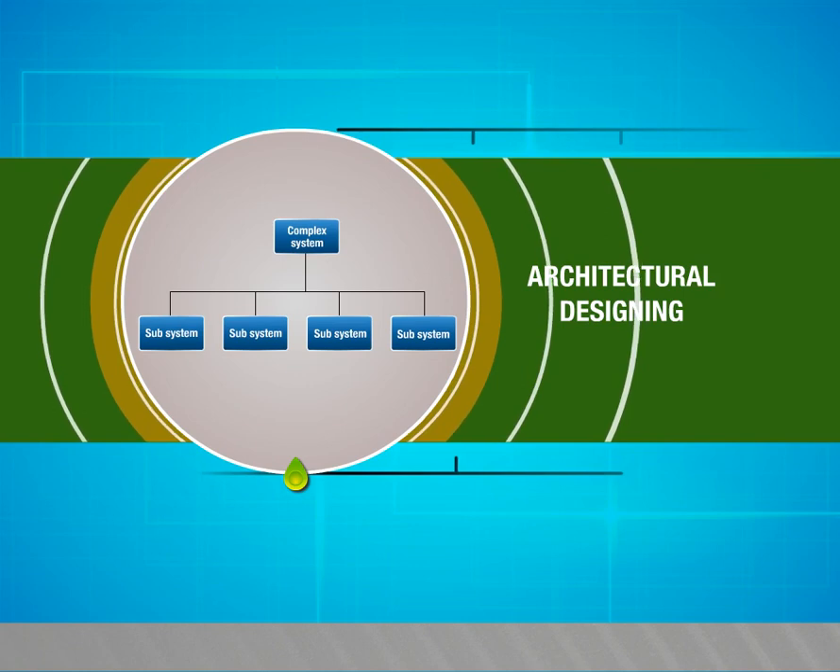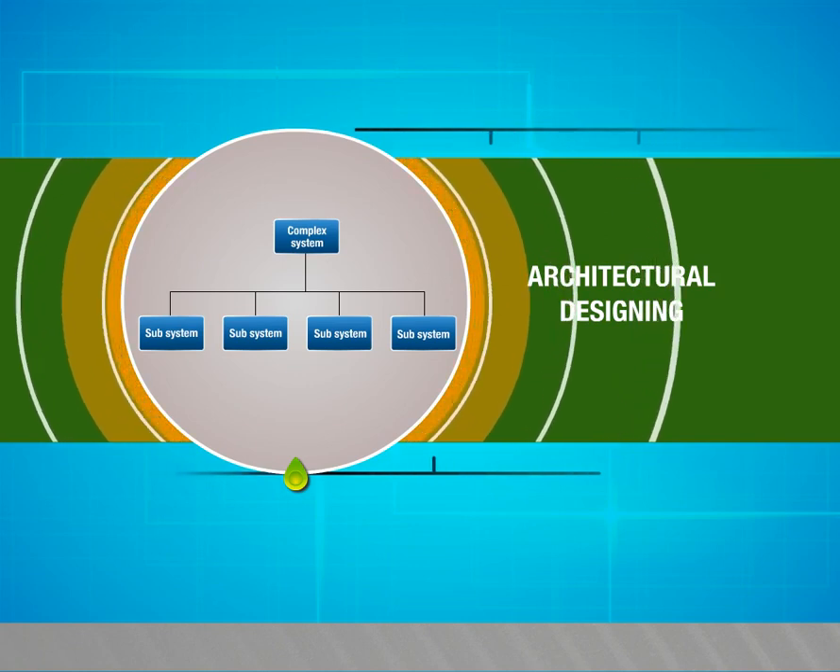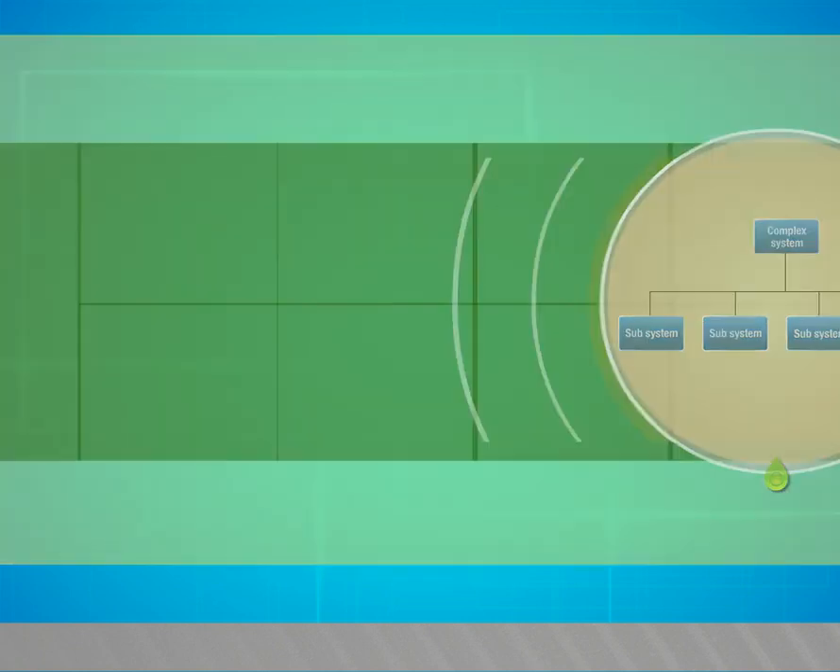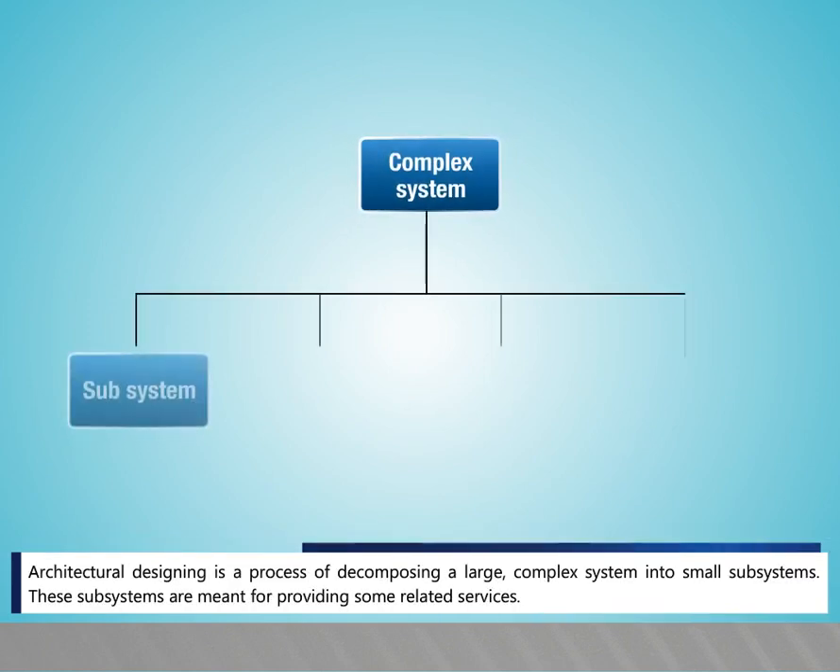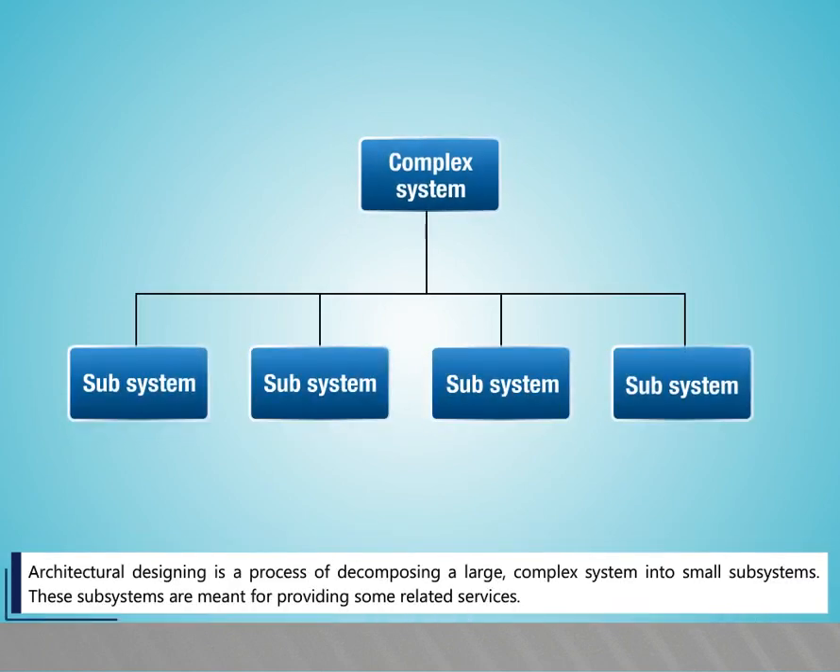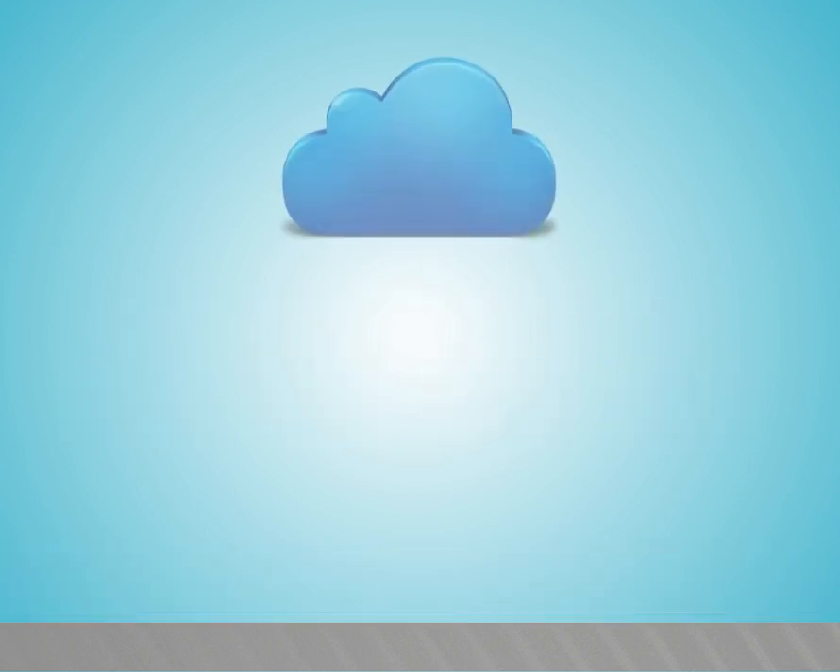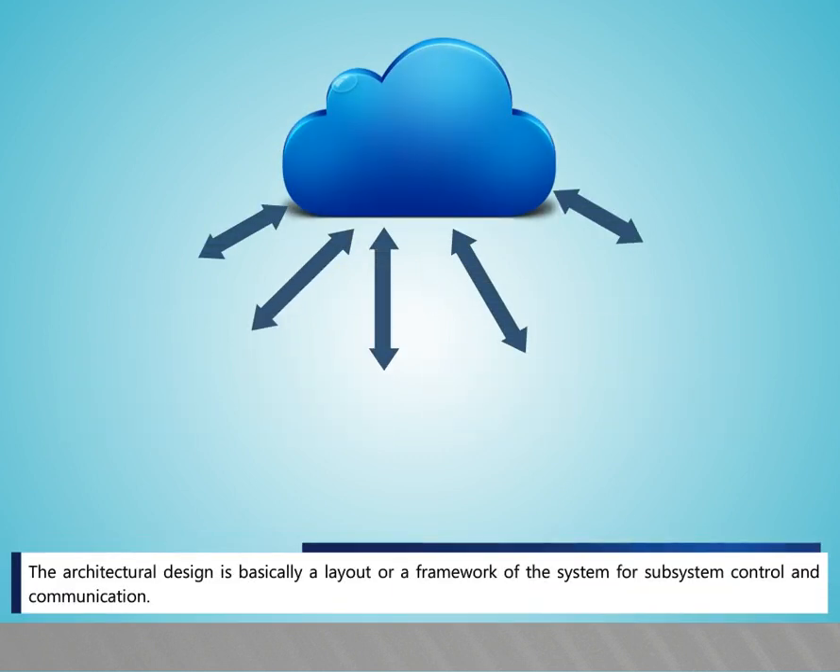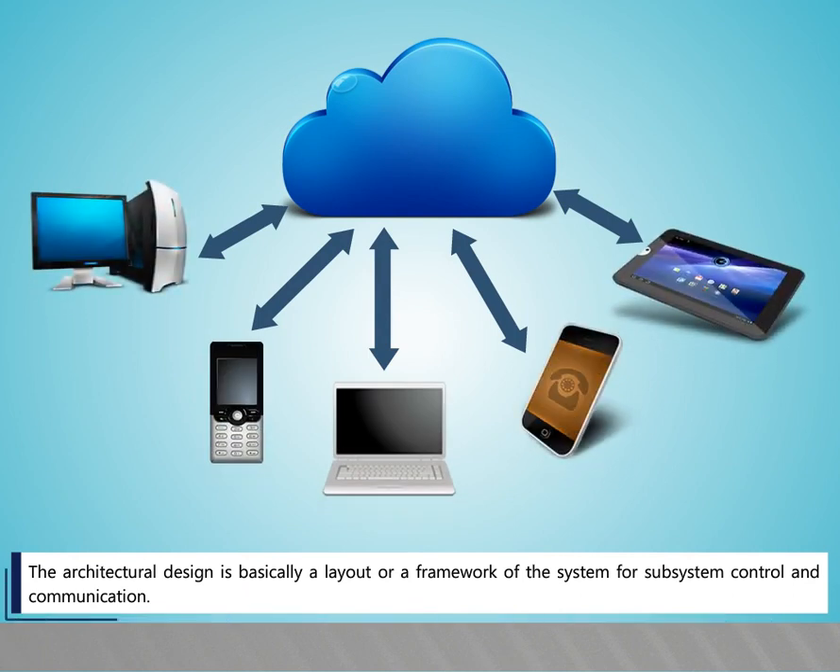Architectural designing. In this video, we are going to see about architectural designing. Architectural designing is a process of decomposing a large complex system into small subsystems. These subsystems are meant for providing some related services. The architectural design is basically a layout or a framework of the system for subsystem control and communication.